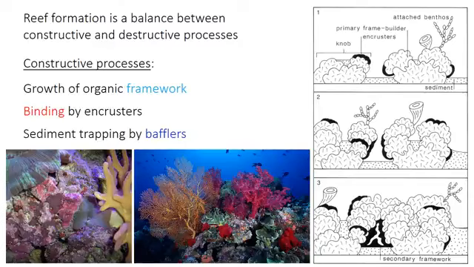So the formation of a reef is a balance between constructive processes, producing or trapping sediment to build the reef structure above the seafloor, and destructive processes, which is breaking the reef apart and converting it back into sediment ultimately. The main constructive process in a true reef is the growth of an organic framework, which is built from the skeletons of organisms like the corals or the sponges. Binding of sediment and binding of the framework itself by encrusting organisms, and the trapping or baffling, as it's called, of sediment by platy or fan-shaped organisms can also be important.